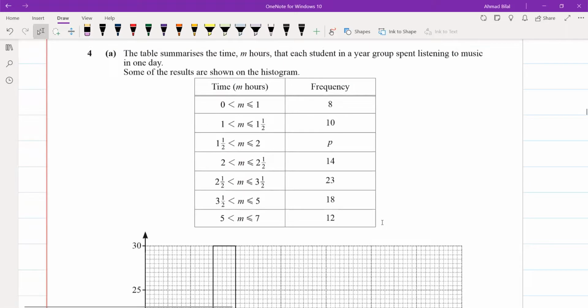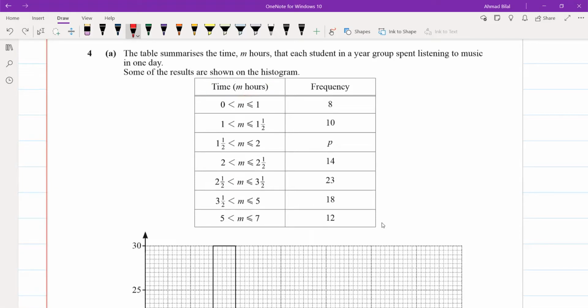Okay. Now the table summarizes the time M hours that each student in a year group spent listening to music in one day. Some of the results are shown on the histogram. अच्छा, ये हमारे पास एक टेबल है, इसके अंदर ये इंफॉर्मेशन गिवन है.